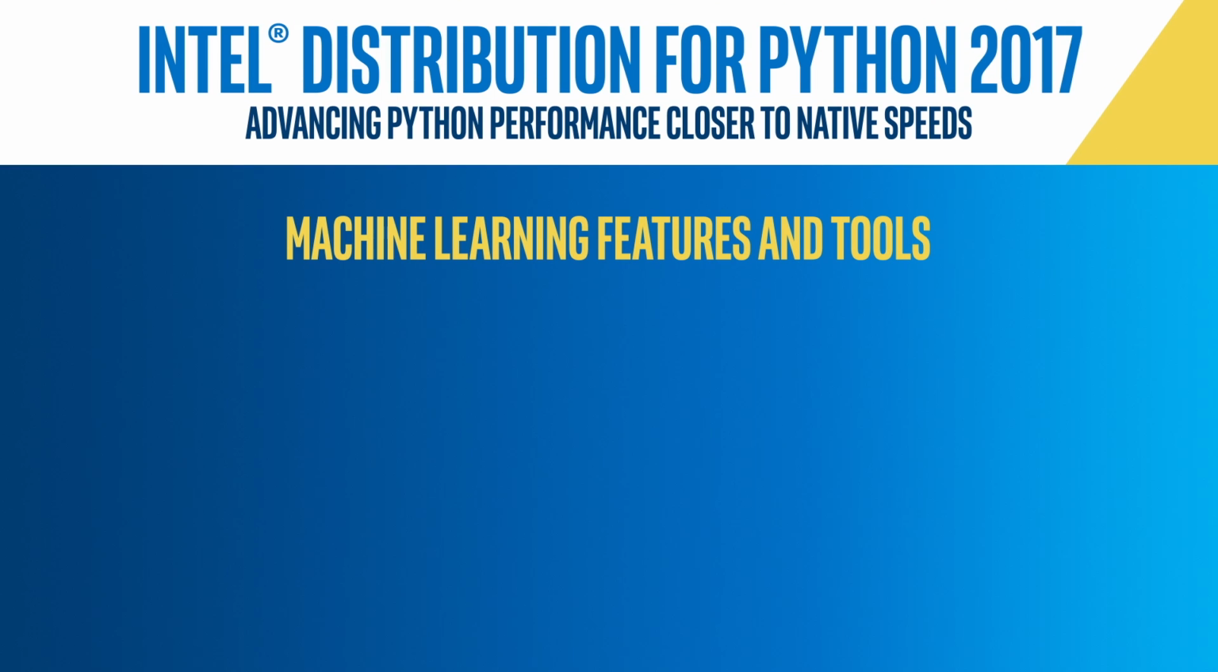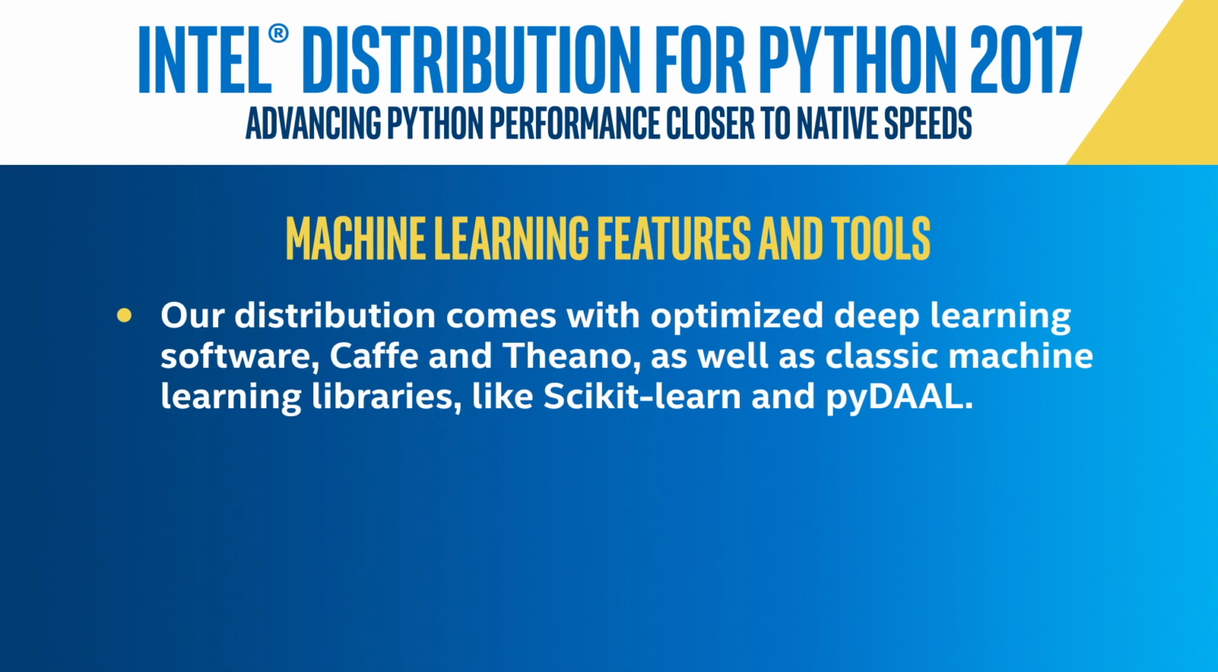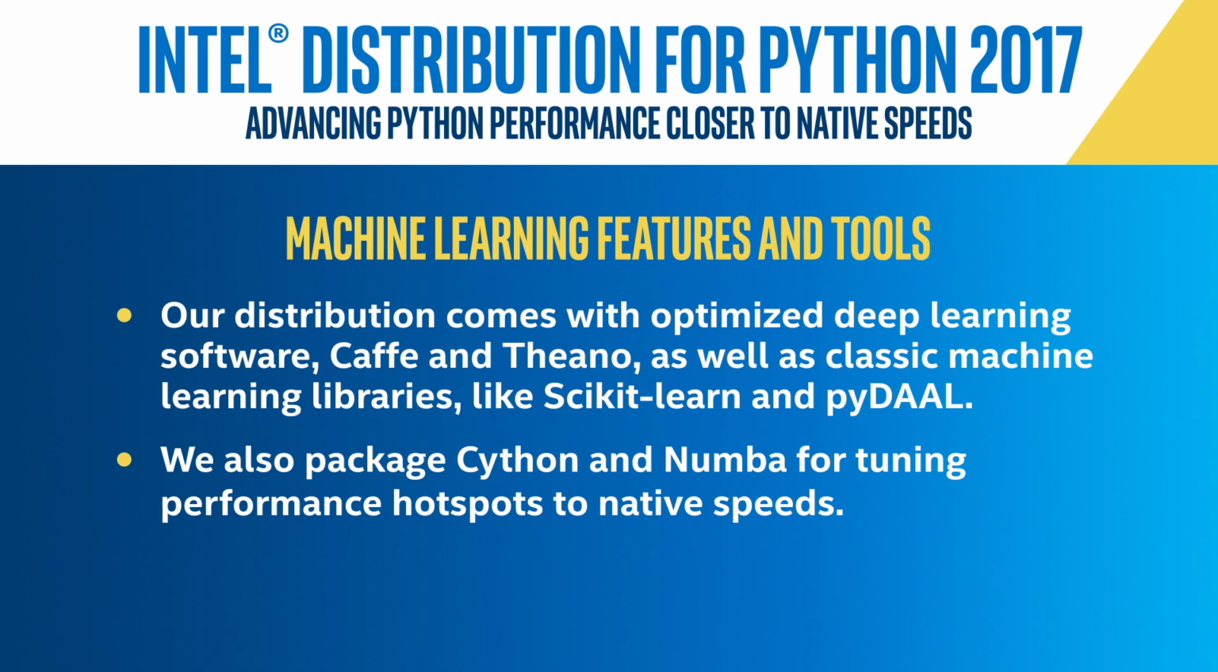It also ships with Conda and pip package managers that allow you to seamlessly install any other package available in the community. For machine learning, our distribution comes with optimized deep learning software, Caffe and Theano, as well as classic machine learning libraries like scikit-learn and PyDAAL. We also package Cython and Numba for tuning performance hotspots to native speeds. And for multi-node performance, we ship mpi4py, accelerated with Intel MPI.